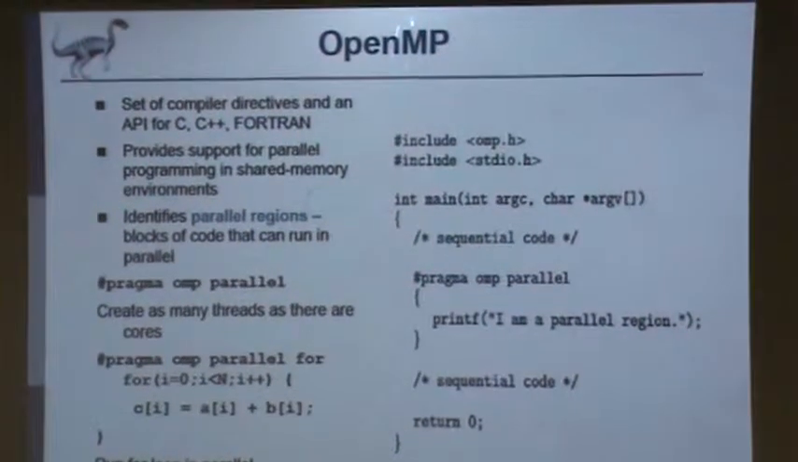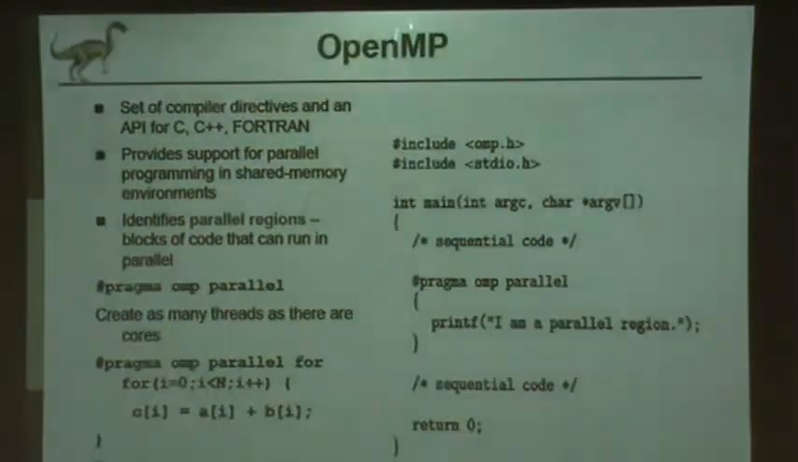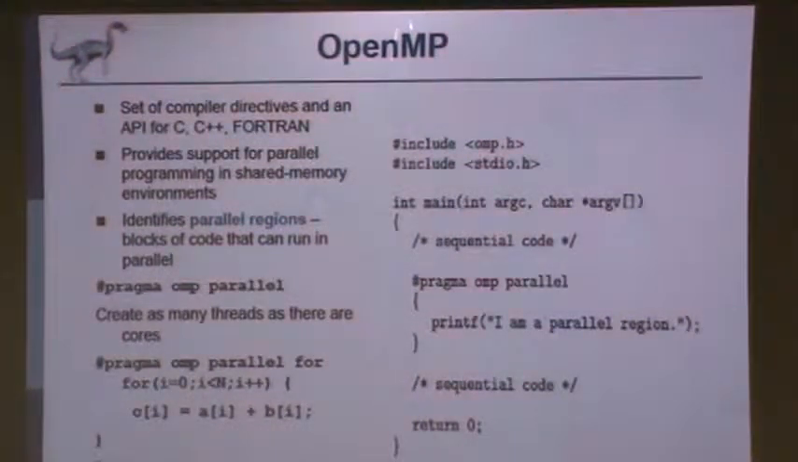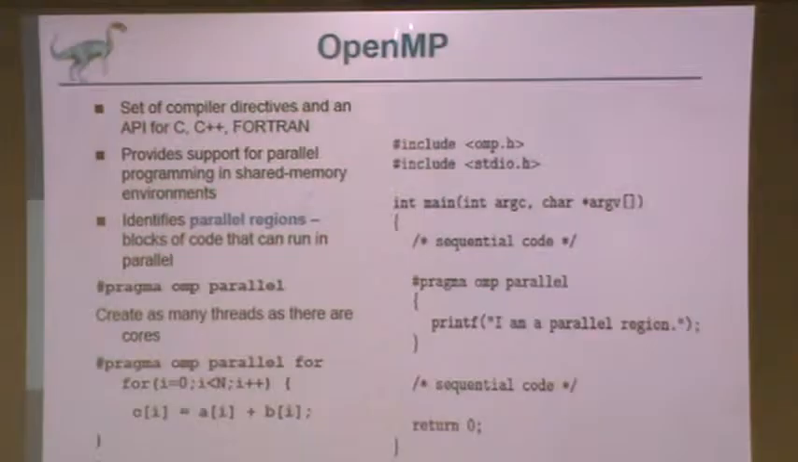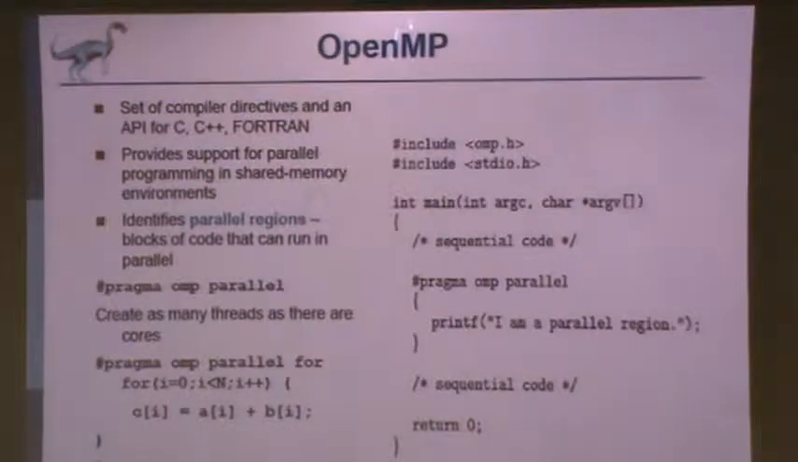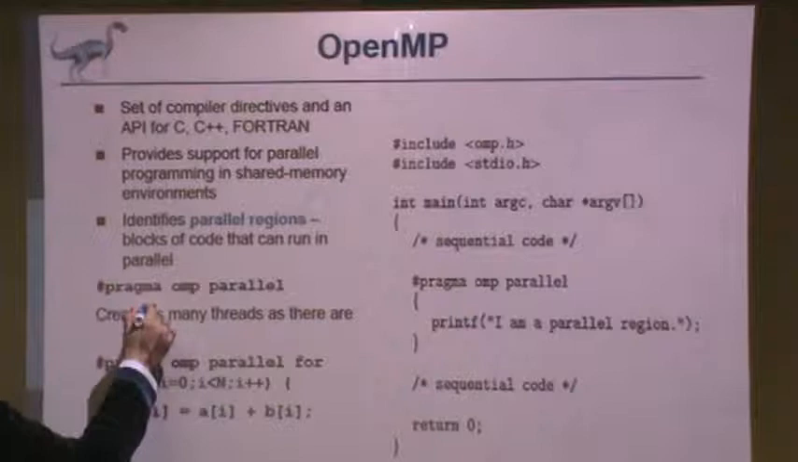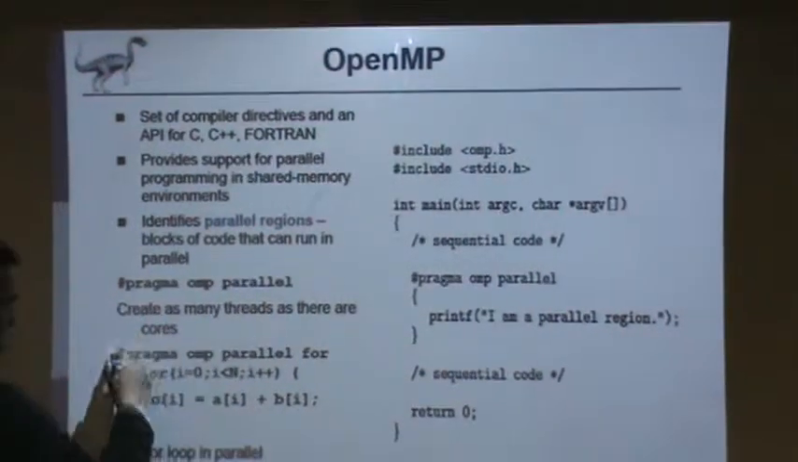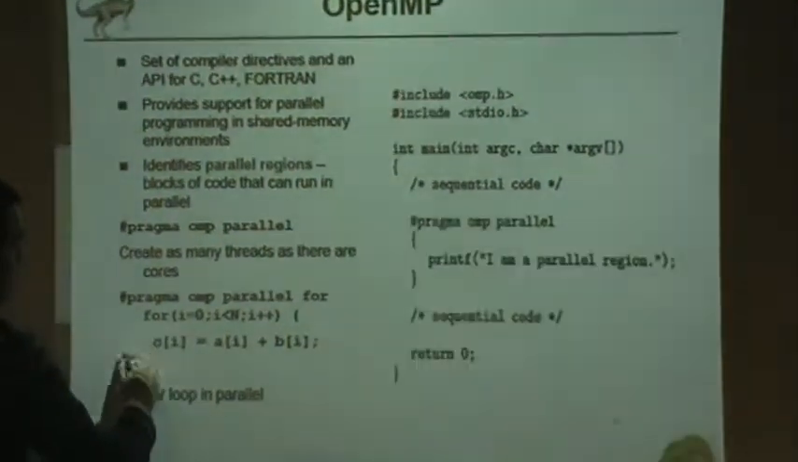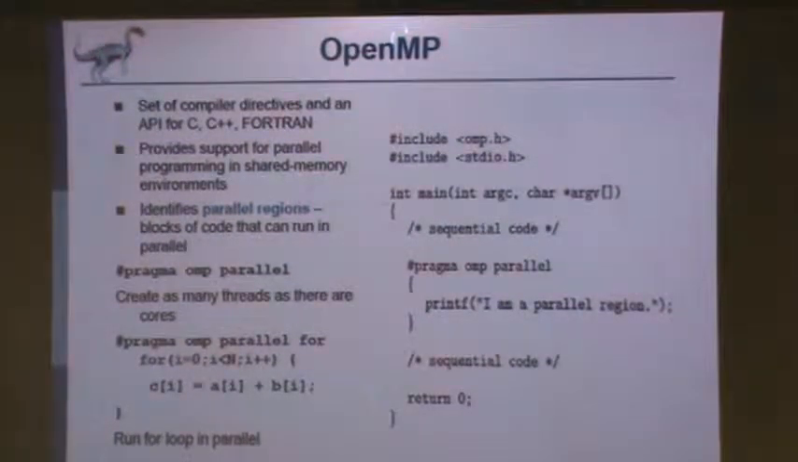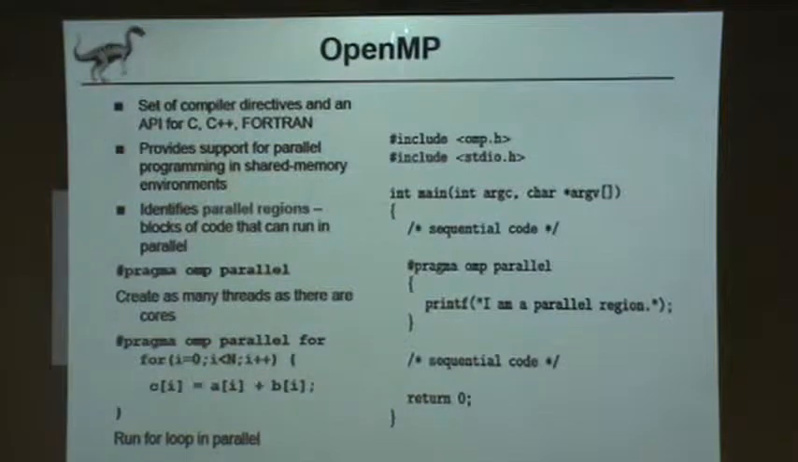Another one is OpenMP. It's a set of compiler directives and an API for C or C++. It provides identifiers for parallel regions. So if you see this kind of phrase in the program, you know that after this phrase, this part will be a multi-threaded function. So it makes the parallelism visible.